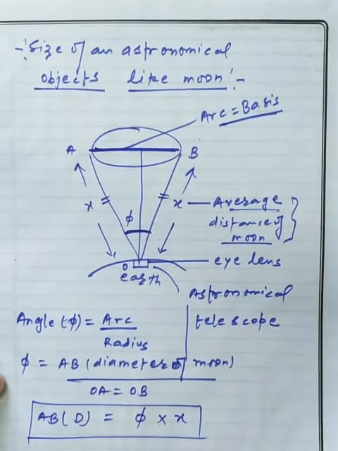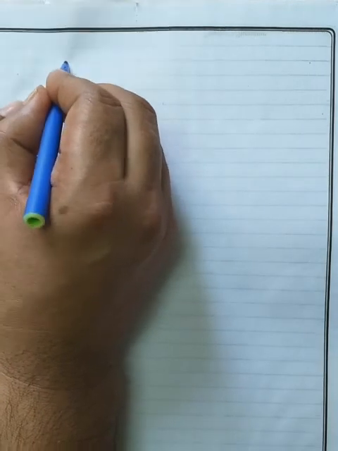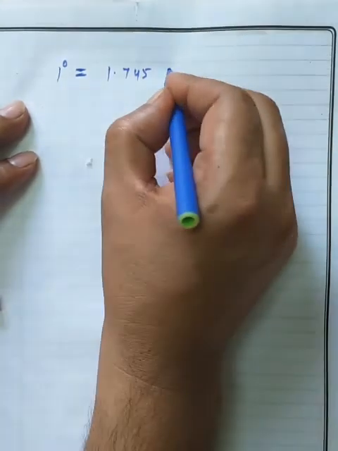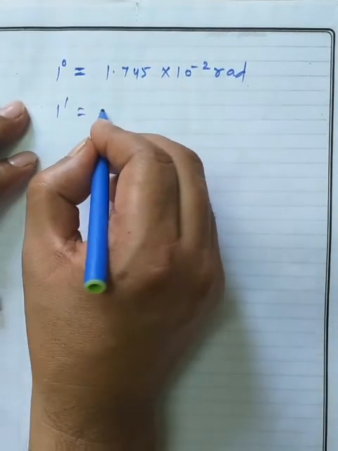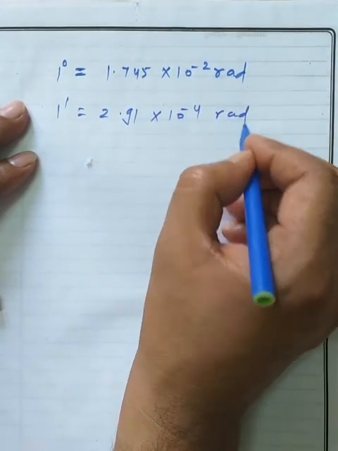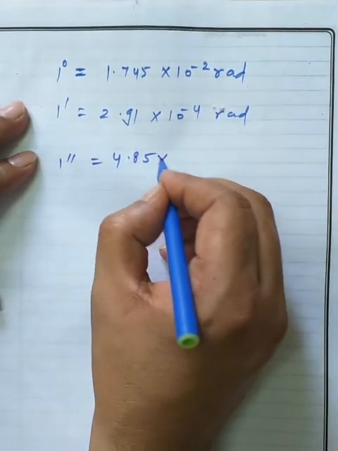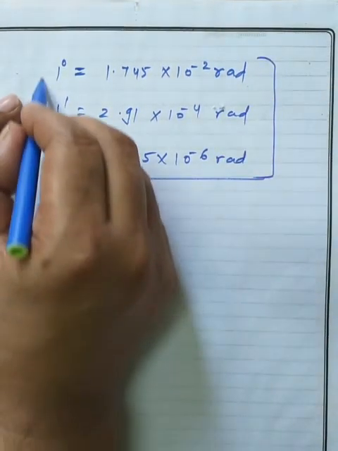So it is a general formula to calculate the size of an astronomical object like the moon. Now, during the parallax method we use several values of the angle. Those are given in the NCERT, so generally we have 2 or 3 values. We learn them. 1 degree in terms of radian is 1.745 into 10 to the power minus 2 radian. 1 minute is equal to 2.91 into 10 to the power minus 4 radian. 1 second has the value 4.85 into 10 to the power minus 6 radian. These are the general values which we will use in parallax.